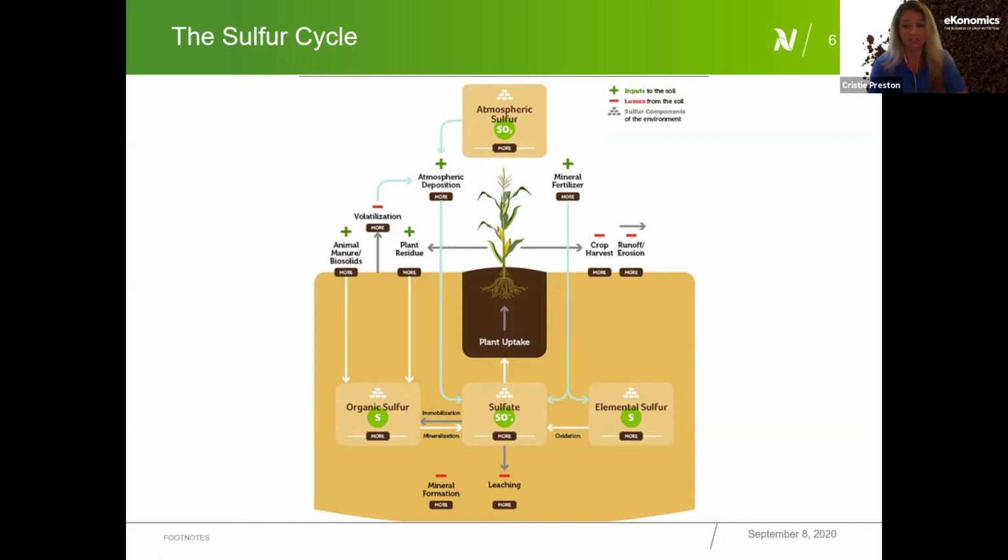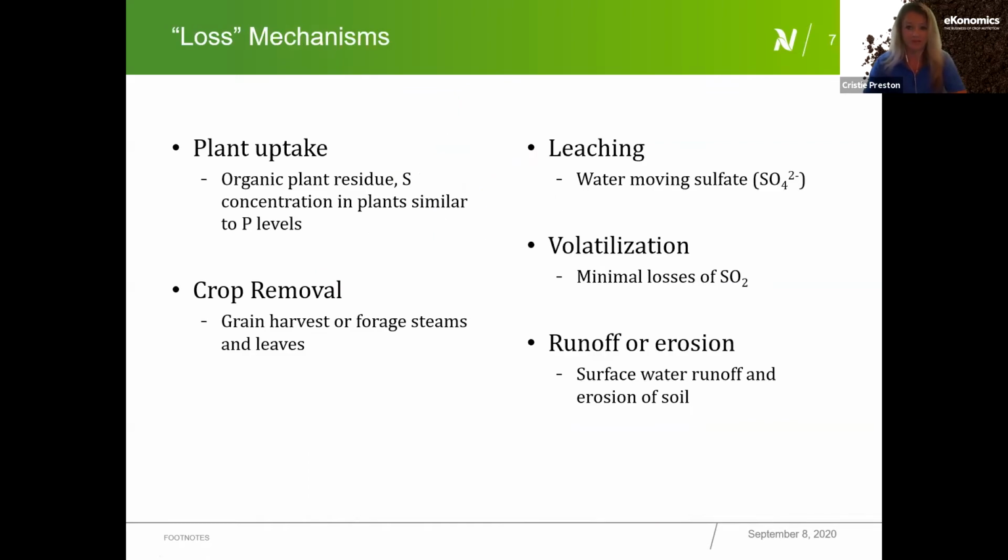On the other hand, if you apply elemental sulfur as a mineral fertilizer source, the sulfur has to be oxidized to sulfate to become plant available and be taken up in the plant. So for the loss mechanisms, a farmer can really focus the most on plant uptake, which leads to organic plant residues. Sulfur concentrations in plants typically are similar to phosphorus levels.